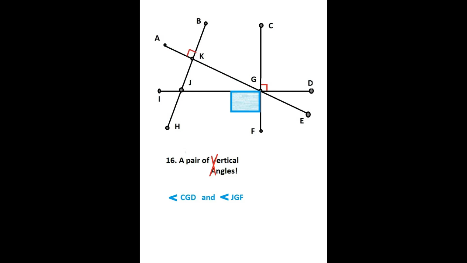Whoops, went too far. All right, so let's see. That's the answer. We're pretty much done. That's 14, 15, and 16.